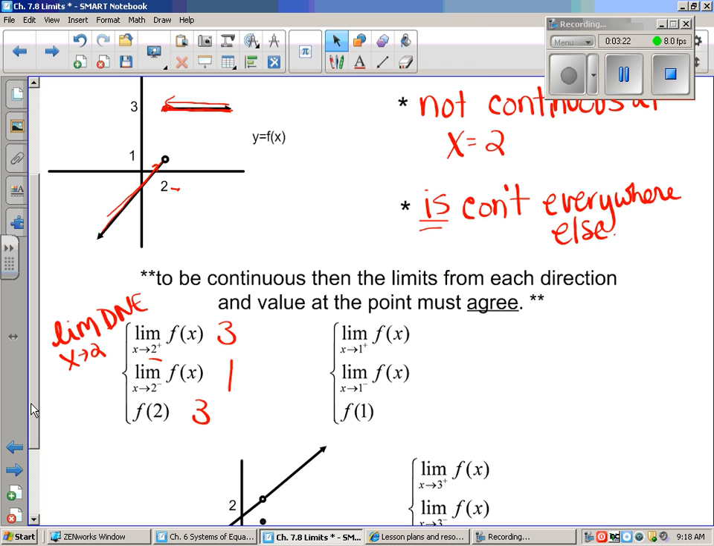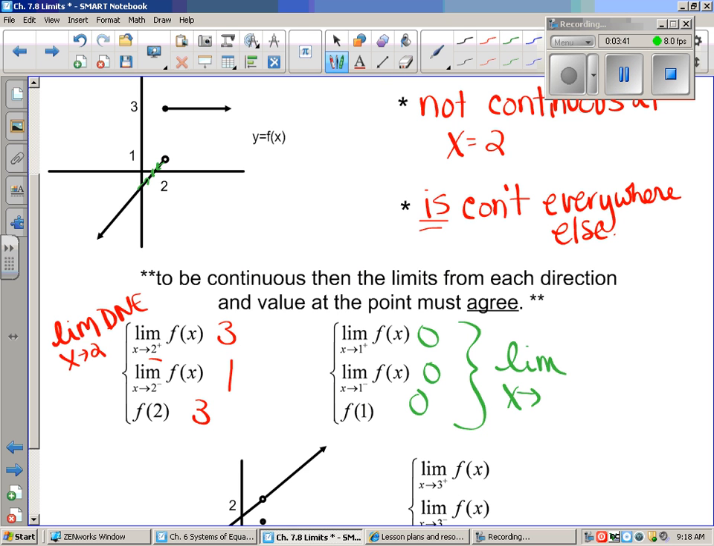All right, let's look at another example here, 1 plus. If I erase my red here so that's not too confusing, we find 1. Well, here's where 1 would be. 1 from the right, oh, it's approaching 0. 1 from the left, okay, it's approaching 0. And the value at 1 is 0. Since these all agree, the limit as x approaches 1 is in fact 0. That's exactly what the answer is.